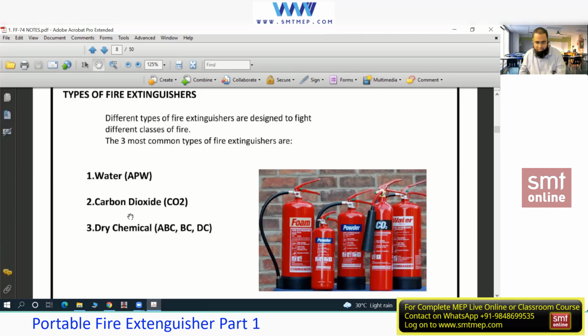Next, we have CO2, carbon dioxide. Carbon dioxide is a non-flammable gas. And increasing CO2 will decrease what? Oxygen in the fire triangle. That can help to reduce the combustion and control the fire. But one important point related to this CO2 fire extinguisher: you will not find the pressure gauge.